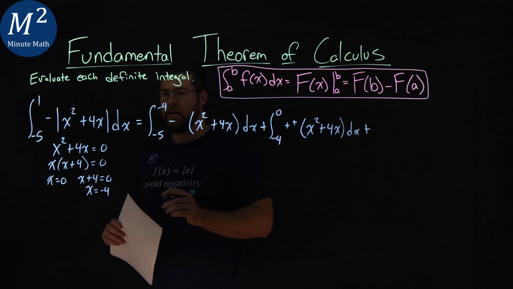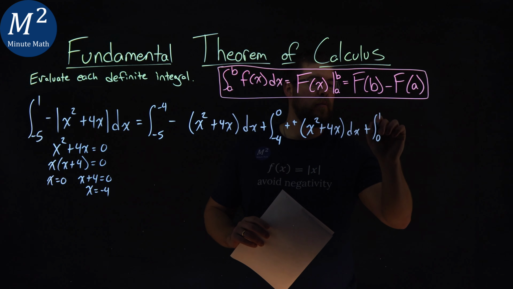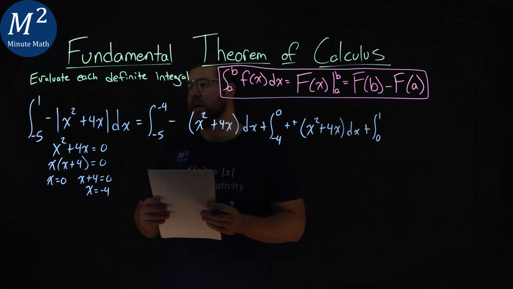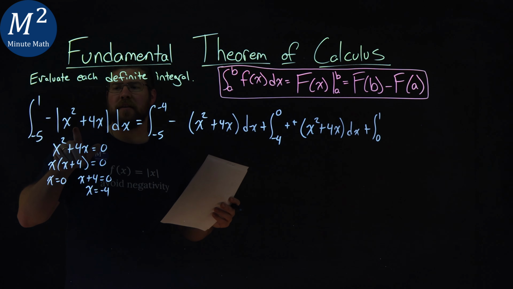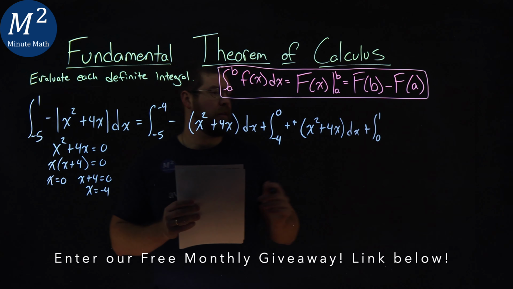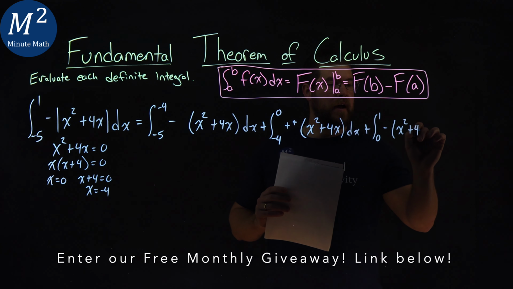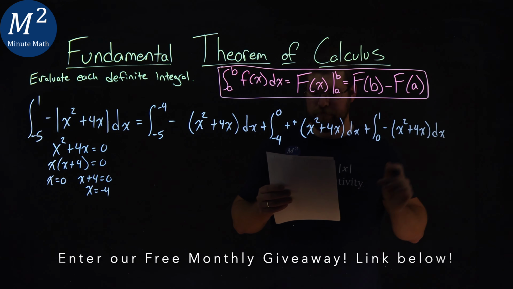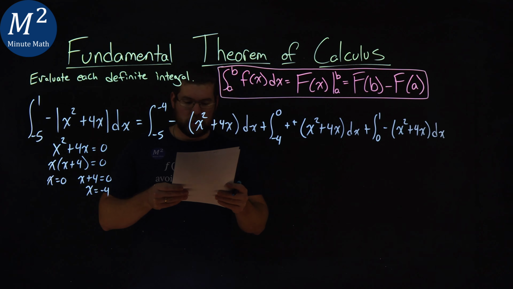Lastly, when you add again, we're going from 0 to a positive 1 here. 0 to 1 of our function here. And between 0 and 1, let's put a 1/2. All numbers are positive. It's going to be a positive inside of the absolute value here. Don't need to change anything. Minus a x squared plus 4x dx. Okay. Well, let's go evaluate each one of these integrals here.